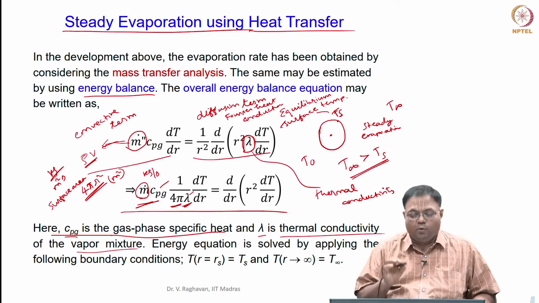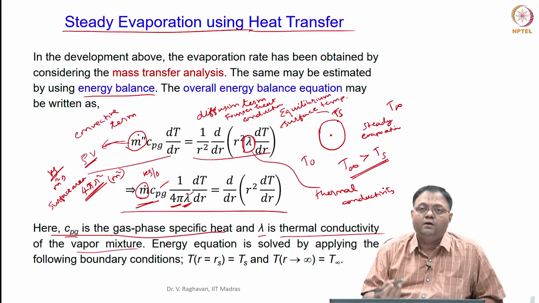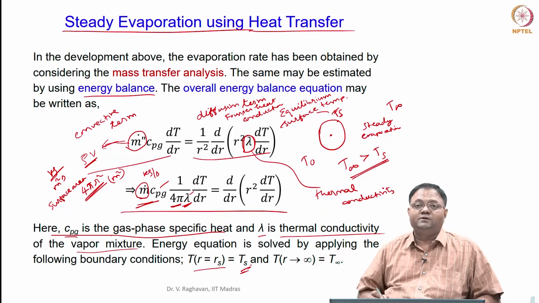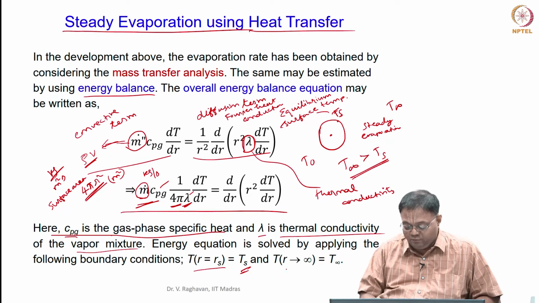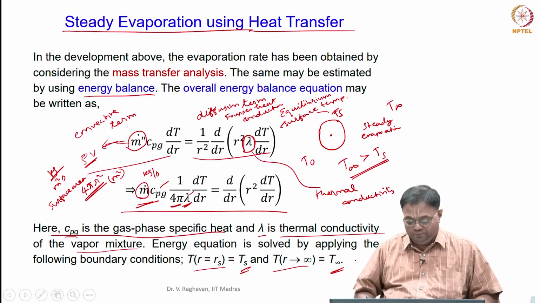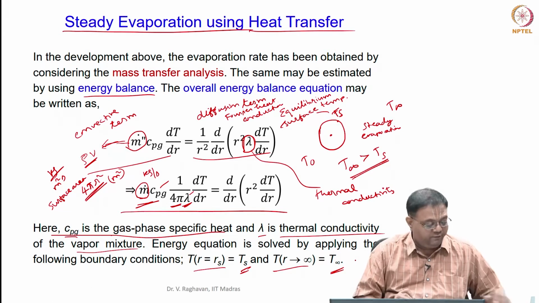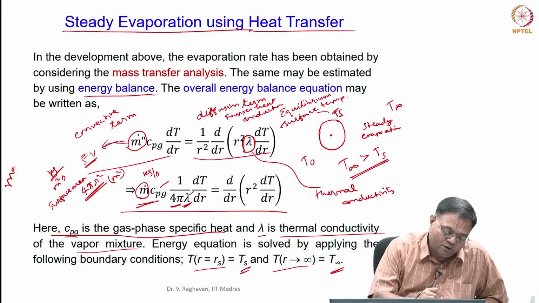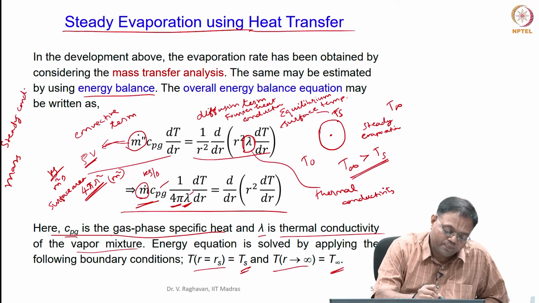Now there are boundary conditions at two locations, as we saw in the mass transfer. At the interface, r equals r_s, the equilibrium temperature Ts prevails, T equals Ts. Similarly, when r tends to infinity, or a large radius, you get the ambient temperature T infinity. These are the boundary conditions, and we will try to solve this problem. If the properties are constant, we know that under steady evaporation, the mass evaporation rate m dot is equal to a constant.